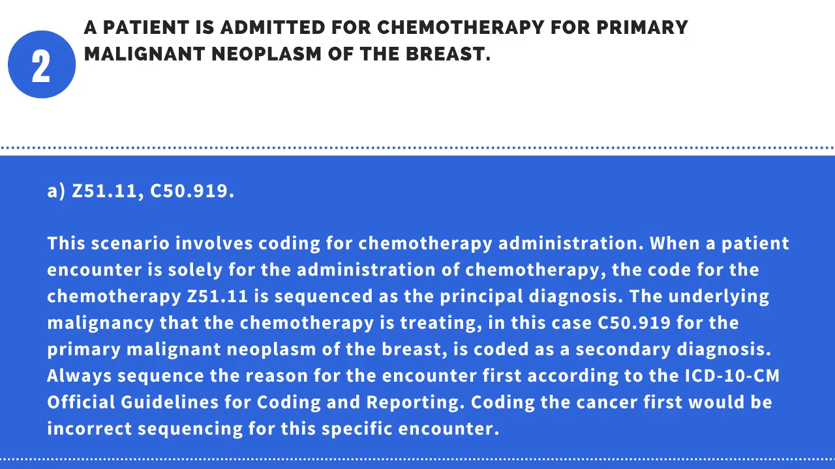This scenario involves coding for chemotherapy administration. When a patient encounter is solely for the administration of chemotherapy, the code for the chemotherapy, Z51.11, is sequenced as the principal diagnosis. The underlying malignancy that the chemotherapy is treating, in this case C50.919 for the primary malignant neoplasm of the breast, is coded as a secondary diagnosis. Always sequence the reason for the encounter first according to the ICD-10-CM official guidelines for coding and reporting. Coding the cancer first would be incorrect sequencing for this specific encounter.